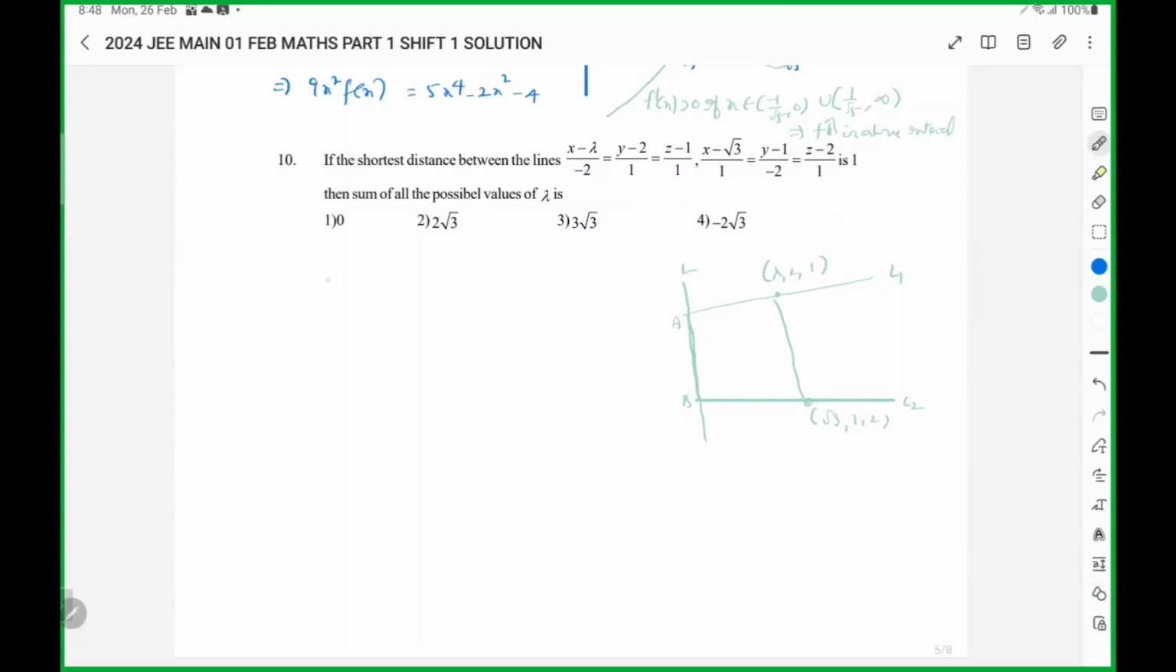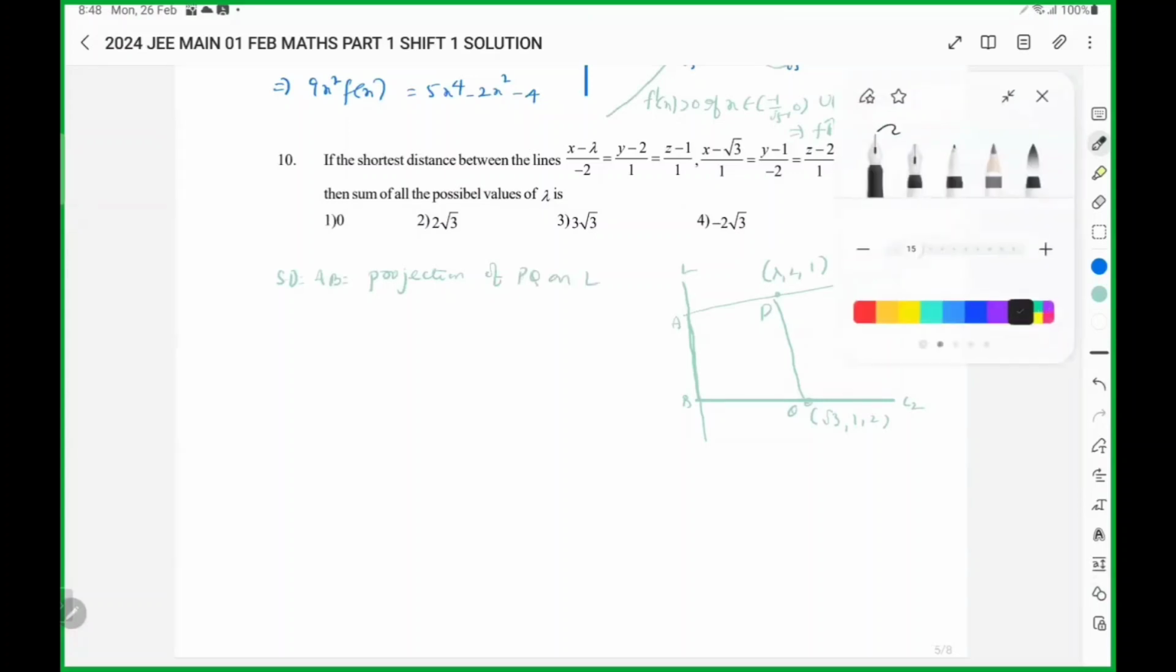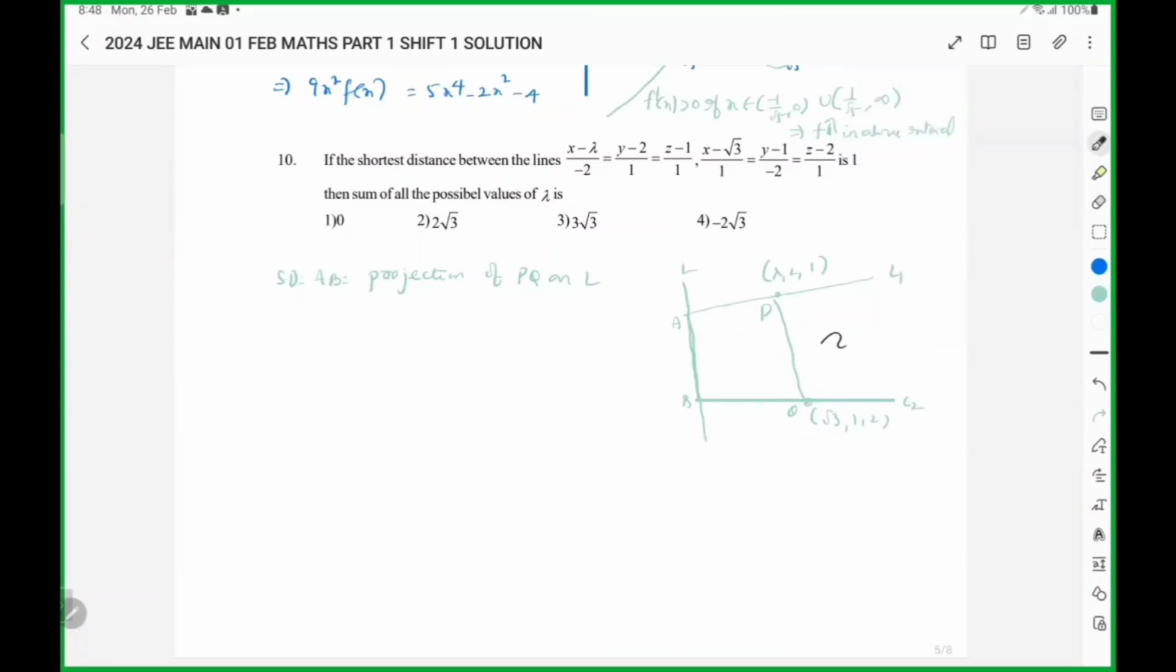So here the shortest distance is AB, the projection of PQ on L. So PQ will be here lambda minus root 2, lambda minus root 3, 2 minus 1, 1 minus 2. The DRs of this line.